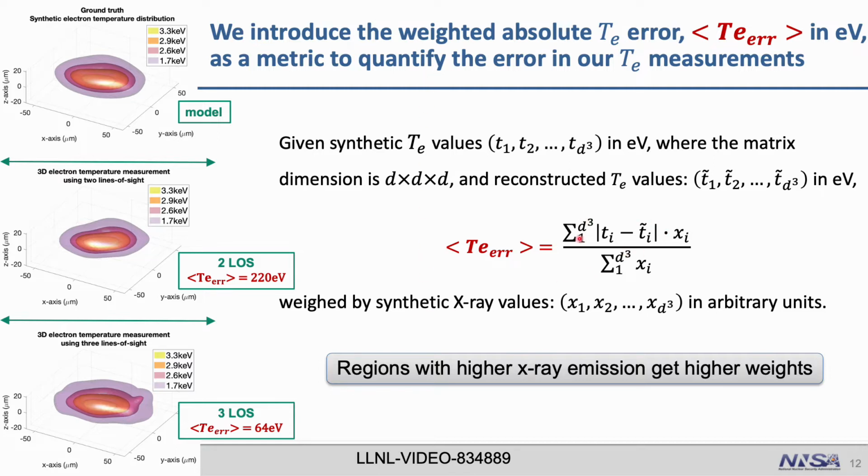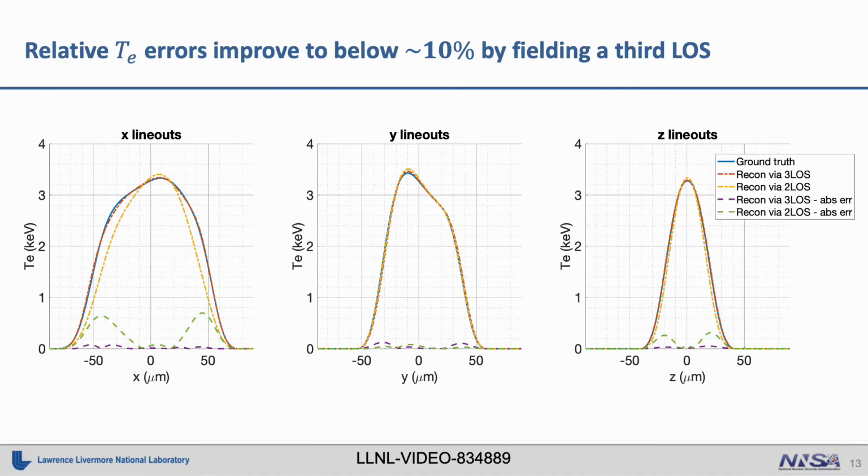As you can see here, the absolute TE error is weighted by the corresponding X-ray emission value, and we obtain one scalar number. This scalar number has the implication that the regions with higher X-ray emission get a higher weight. So with this metric, the lower the weighted absolute TE error is, the better our TE measurement. And as you can see here, by fielding an extra line of sight, we managed to reduce the weighted absolute TE error by 3 times.